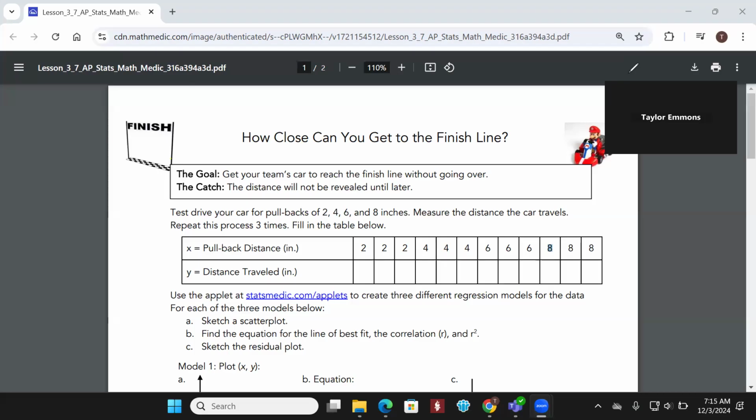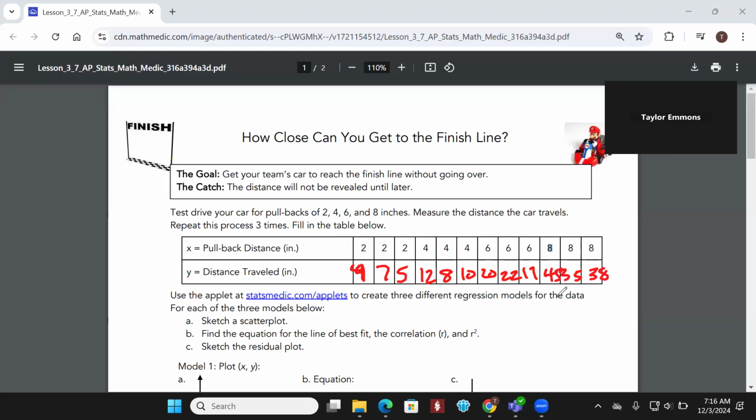Okay, so let's say that you pulled back 2 inches. The distance traveled, let's say it's about 4 inches. Let's say you simulated this multiple times. So you got 4 inches. Then you did it again and you got 7 inches. Then you did it again, you got 5 inches. Then you did it again for 4 inches and it was 12. Let's say you got 8, 10, 20, 22, 17, 35, 35, and 38.